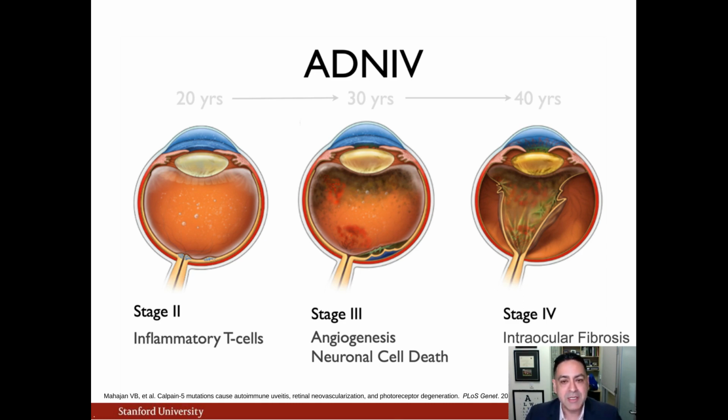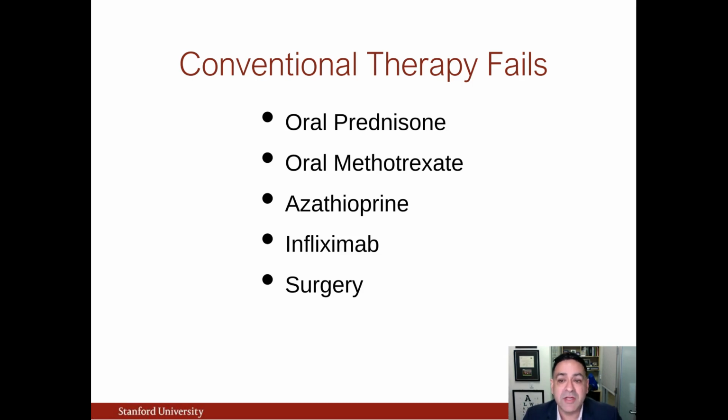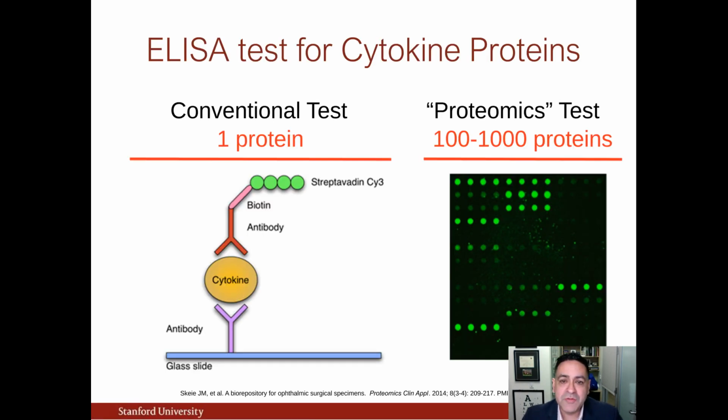What had happened over time is they had failed a variety of conventional therapies for inflammatory eye disease. This included oral prednisone, oral methotrexate, azathioprine, infliximab, and various kinds of surgery. So what we started doing was collecting fluid from the eyes as these patients went for surgery. Now, most of us are familiar with a conventional ELISA test. An ELISA test uses antibodies to measure a single protein. That's shown on the left. Now, once we get into proteomics, that means instead of measuring one protein, we're measuring 100 to thousands of proteins.